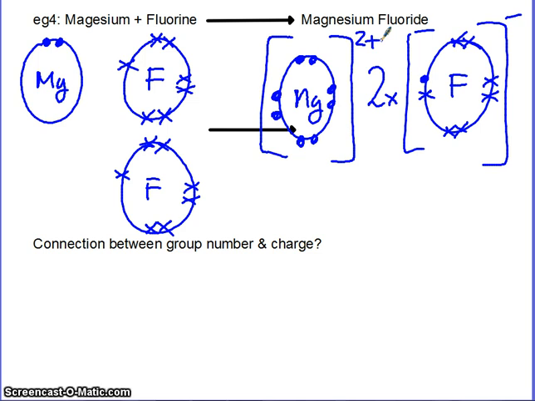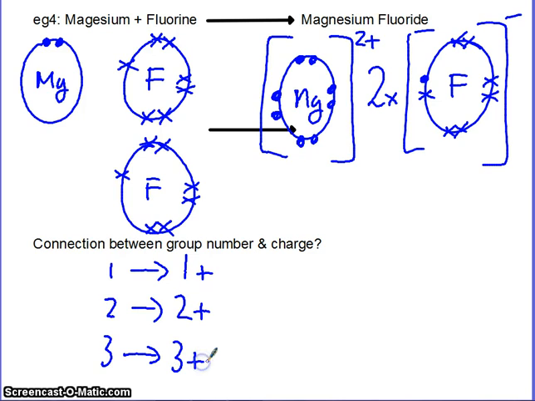And the final question here is, what are the connections between group number and charge on the ions? So if we look at group 1, 2 and 3, if you look back over the examples that we've used, things in group 1 like sodium, lithium only have 1 electron in their outer shell, so they lose 1 electron and form 1 plus ions. Things in group 2 like magnesium lose 2 electrons, so they form 2 plus ions. Things in group 3, aluminium for example, metals in group 3 form 3 plus ions.